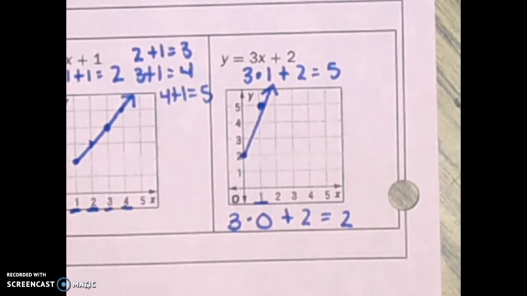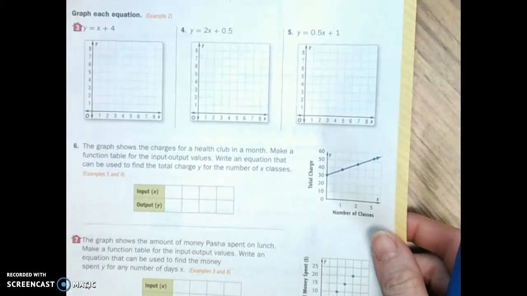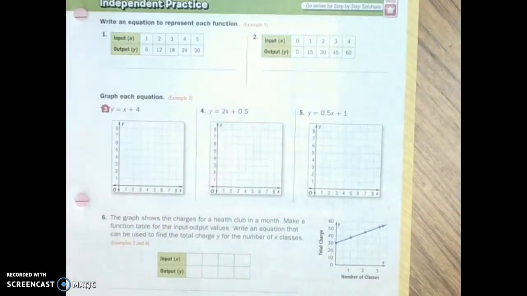Okay, I want you to get out math page 599. You can either leave it in your book or rip it out. It doesn't matter. It will look like this. So page 599.